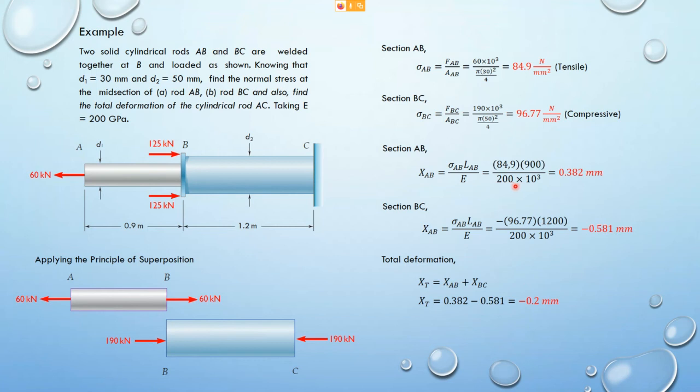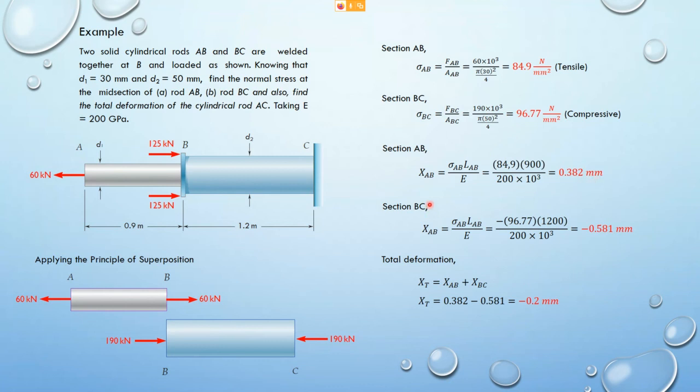You can straight away just put 200 times 10 power 9. And then this one should be 84.9 times 10 power 6. This should be 0.9. Then your answer should be in meter. So this is the deformation that is found, that is 0.382 millimeter.